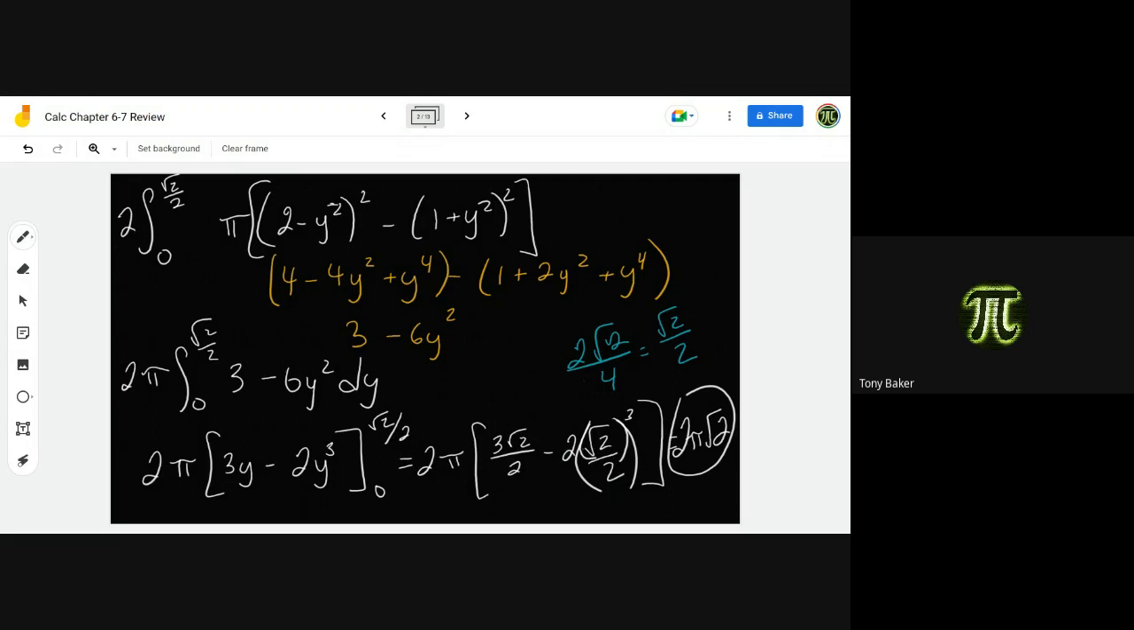So the official answer is 2 pi square root of 2. That would be the final official answer for that problem. Now, the same thing would happen if you had the original problem correct and didn't simplify it right. I would still just take off a point. So if you try to simplify and you mess it up, you still just lose the point.